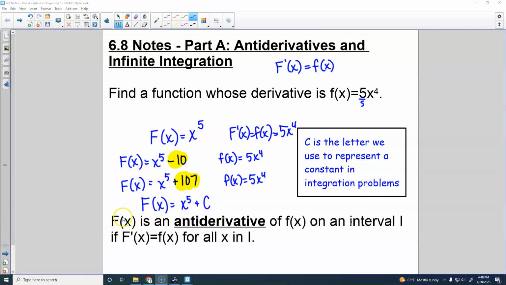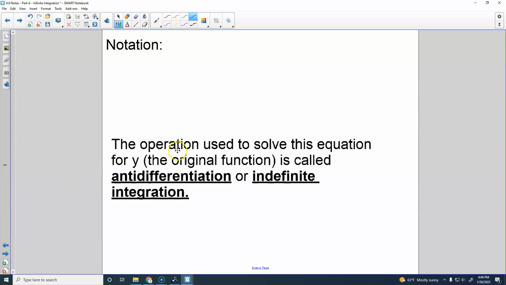And down here you just see a notation. Capital F of x is an antiderivative of f of x on an interval if capital F prime of x equals f of x for all x in whatever that interval is. We call this indefinite integration because there are infinite number of possibilities for your function here, because C could have infinite different values.